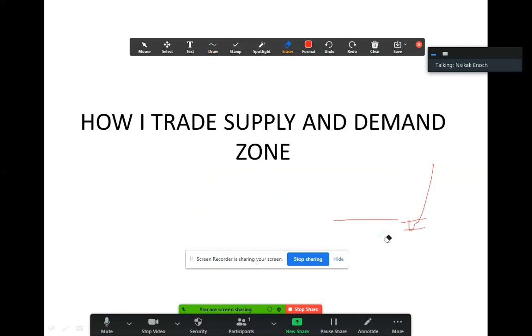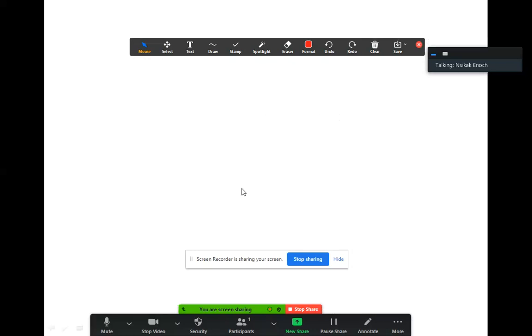So now, how do I trade supply and demand zone, either the base or single candle? Okay, so let's move on.